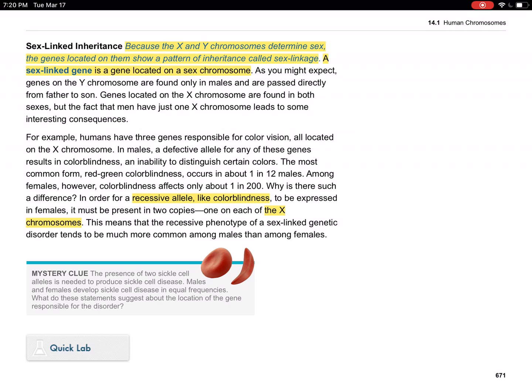Sex-linked inheritance. Because the X and Y chromosomes determine sex, the genes located on them show a pattern of inheritance called sex linkage. A sex-linked gene is a gene that is located on a sex chromosome. An example is color blindness. Color blindness is a recessive trait that is only seen on the X chromosome.